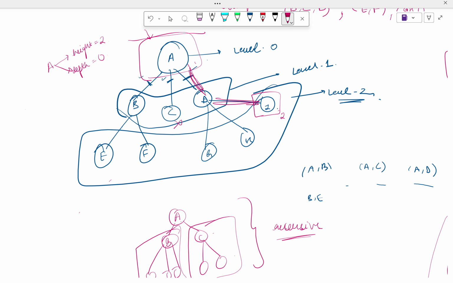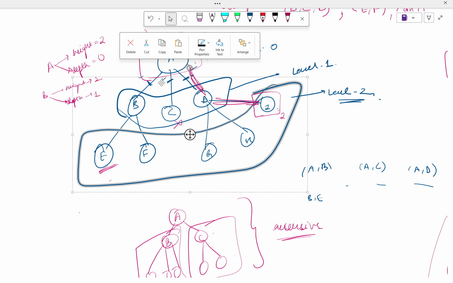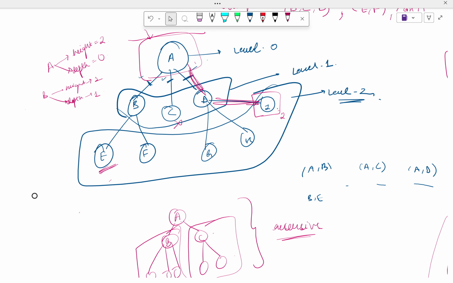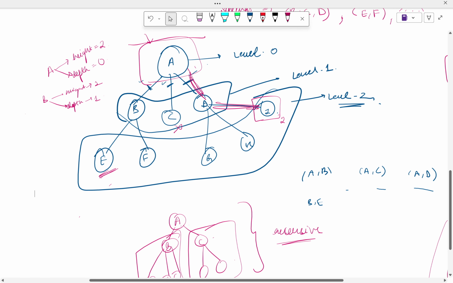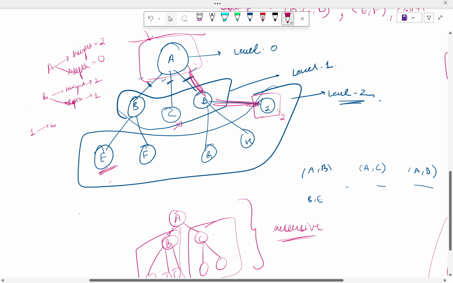So now let's come to B. Obviously, it has a height of 1 because that is the maximum it can go, and it has a depth of 1 again, right? Because that's one unit from A as well. And if we talk about I, it has a height of 0, because there's nothing below it. And if we talk about depth, depth is 2.